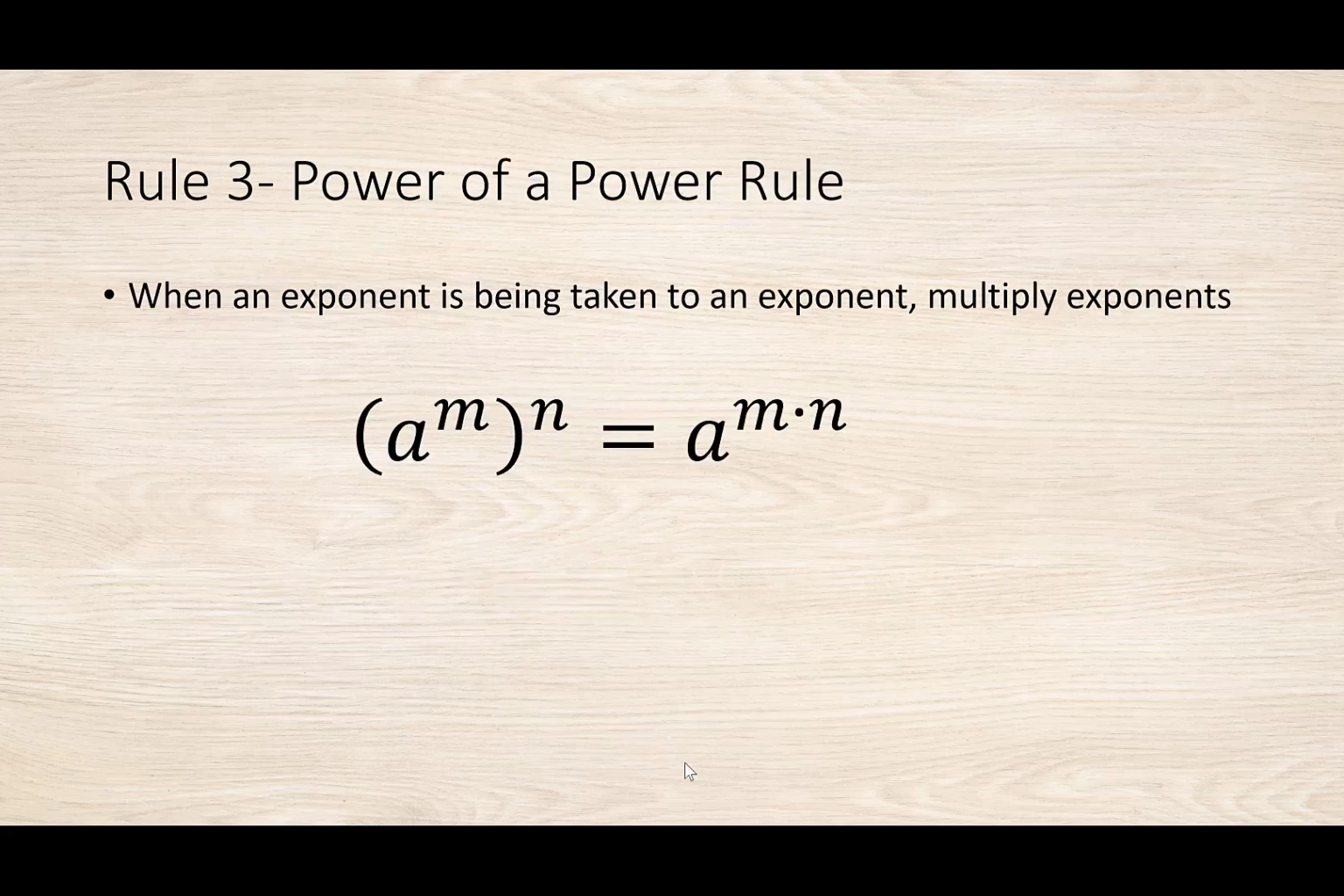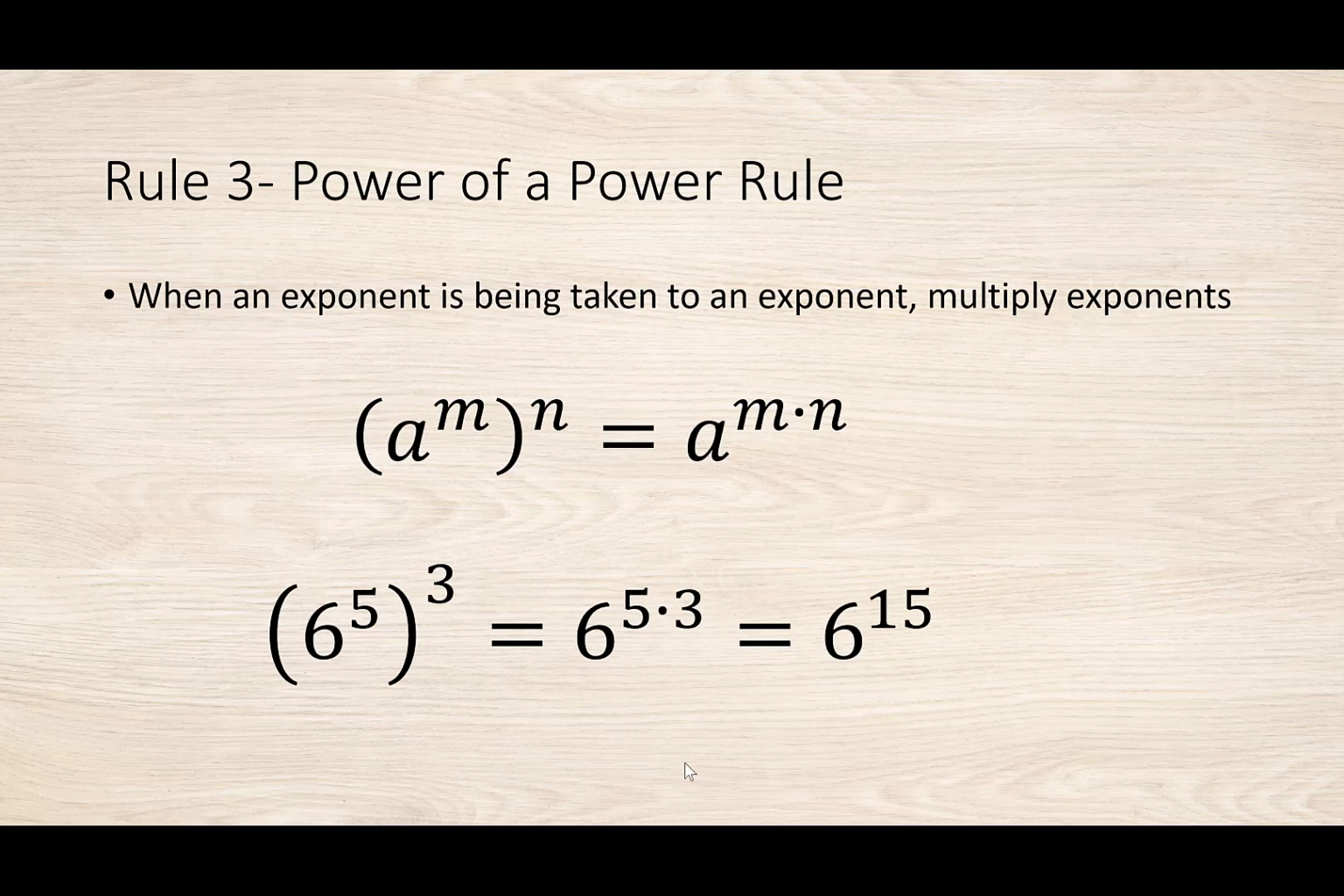All right, my next rule is called power of a power rule. And so that's saying when we have an exponent being taken to an exponent, we're going to multiply those exponents together. It doesn't matter what the base is, we're focusing on those exponents for this one. So if I had 6 to the 5th cubed, right, 6 to the 5 to the power of 3, that's really saying 6 to the 5 times 3, which is 6 to the 15th.